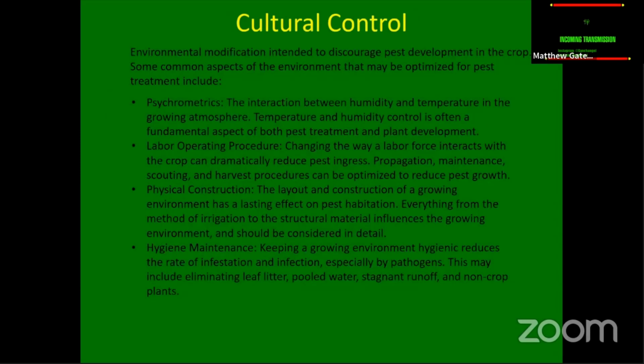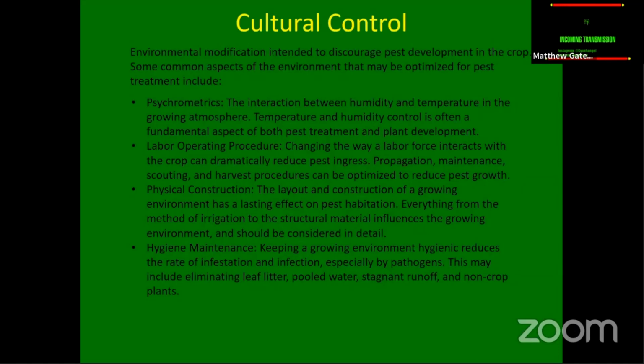I've already mentioned some cultural controls earlier, but to go over some, we have, to put a name to it, cyclometrics, which is that interaction between humidity and temperature. So when people talk about vapor pressure deficit and that sort of thing, this is kind of what they're talking about to a degree. And evapotranspiration, when the water goes into the soil, goes up the plant, and releases through the stomata, this physiological process definitely has interaction with the room.